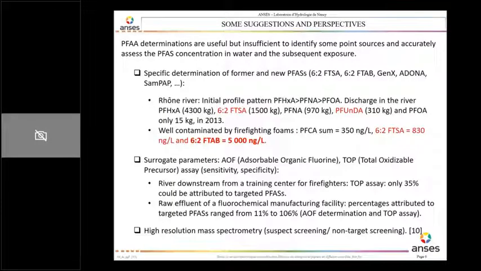Regarding high-resolution mass spectrometry, we have a little experience with it, and mainly with a few foam concentrates. But based on a recently published study, it seems a complementary tool in PFAS monitoring.